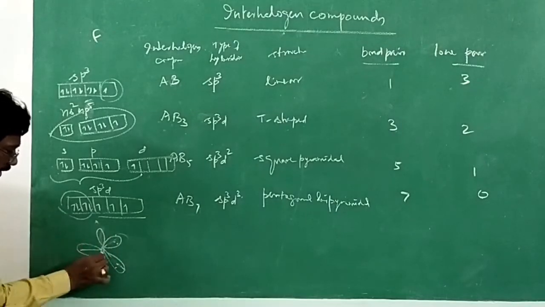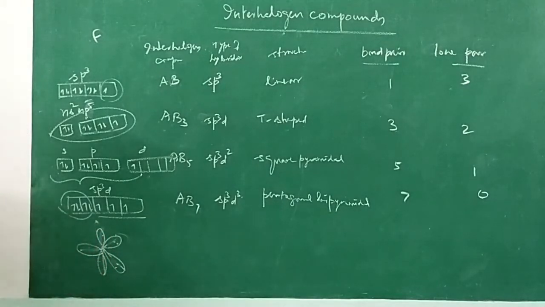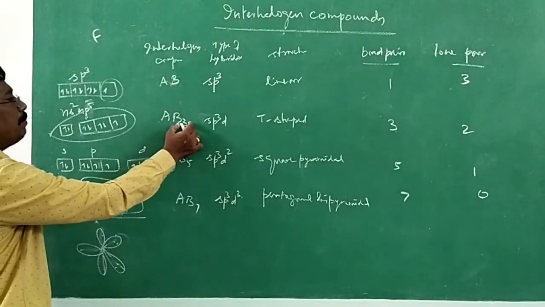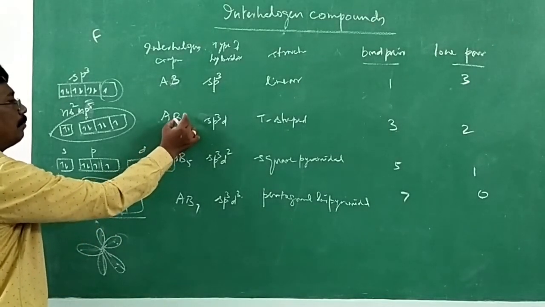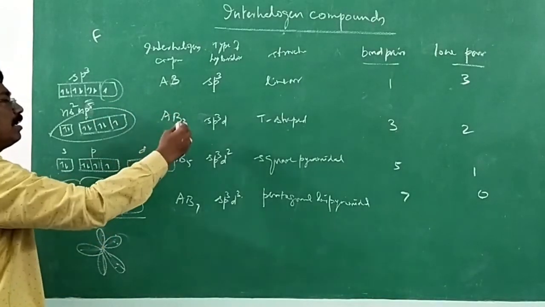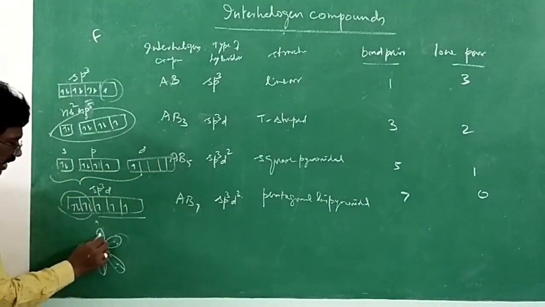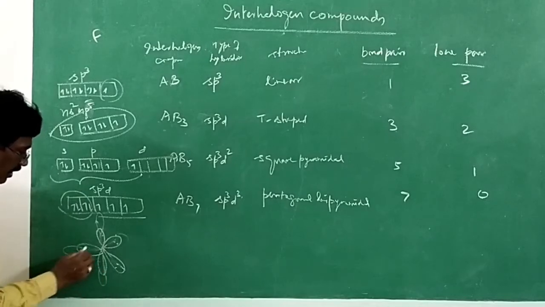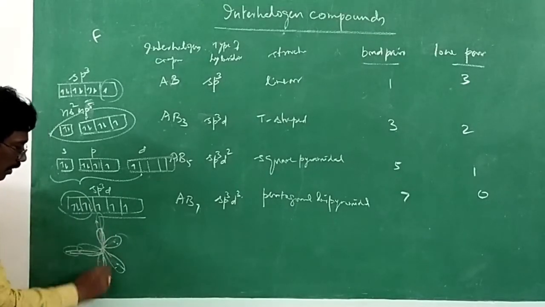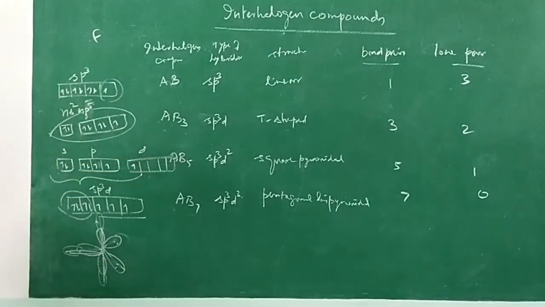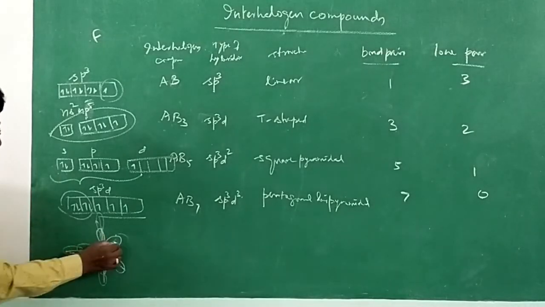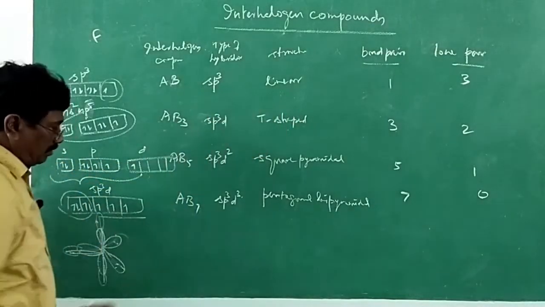1, 2, 3. These 3 lobes can overlap with 3 B orbitals. B means maybe fluorine, chlorine, something like that. So that we are getting 3 bonds. 1, 2, 3. It is in the form of T. Therefore, we say T shape. Here we have 3 bond pairs and 2 lone pairs.